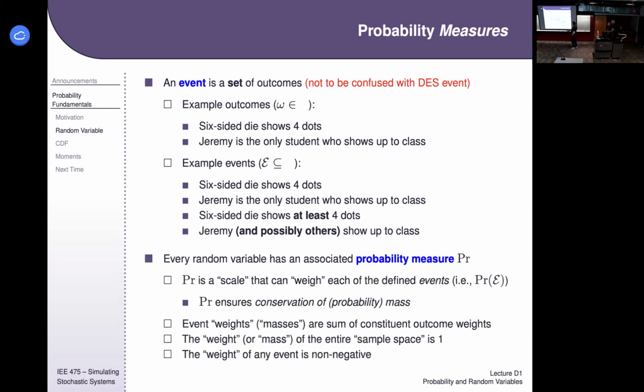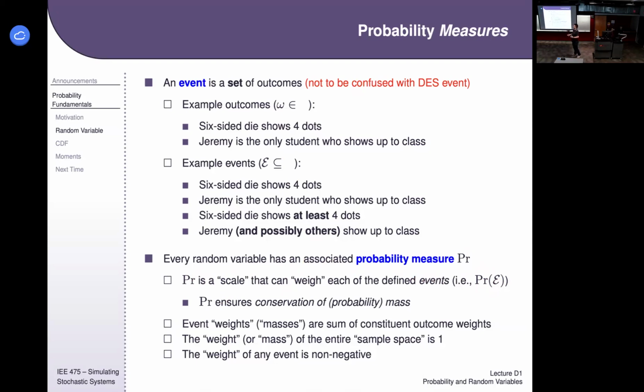Okay, so as I mentioned, because probability is all about mass, the scale that we use to weigh events is the probability measure, for which we usually use the notation capital P lowercase r, Pr, for probability. It's a scale that can weigh each event. So this would be the function here. So the probability of an event is, again, the weight of an event.